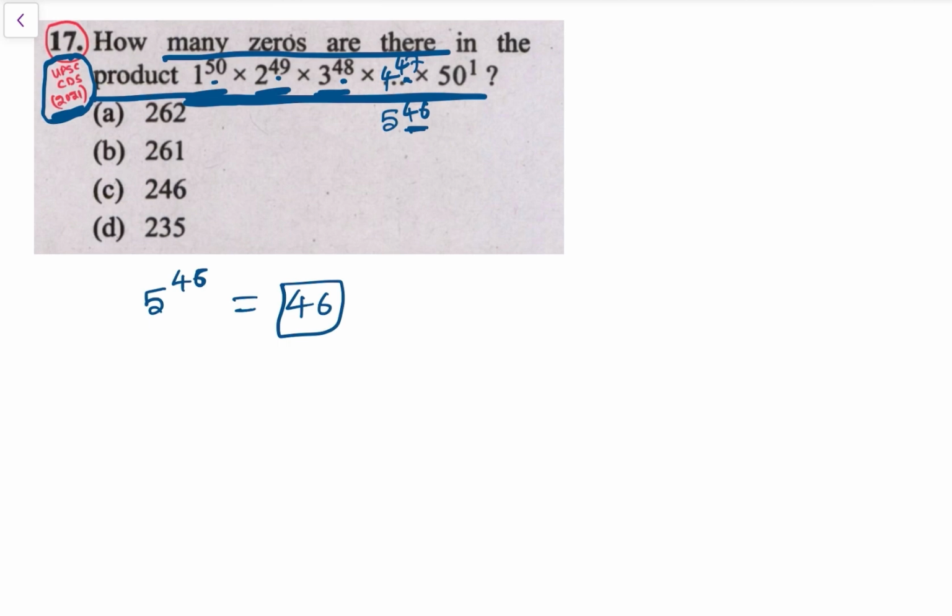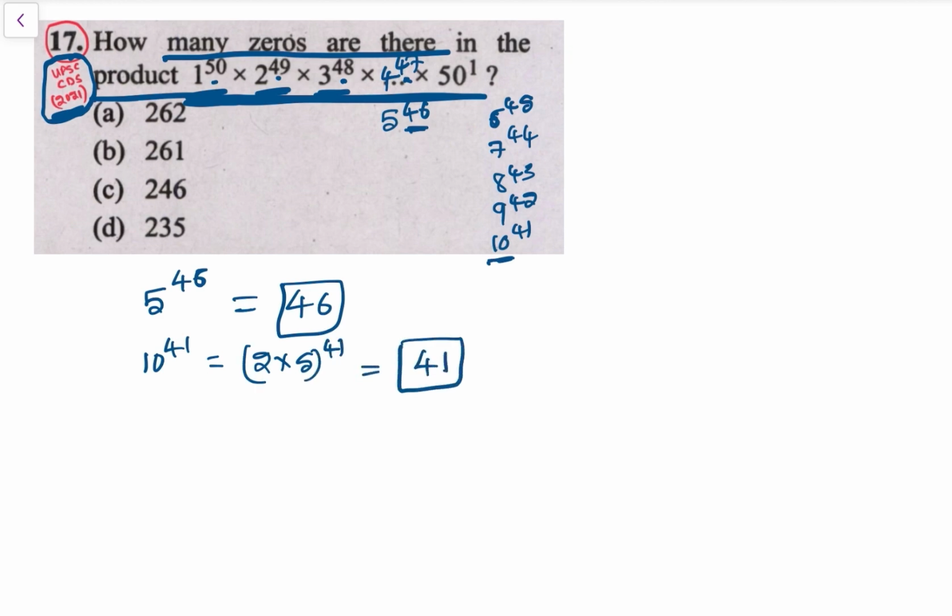देन नेक्स्ट 5s वुड बी 46 हो गया, एंड 6 पे आएगा 46 to the power 45 आएगा. देन 7 to the power 44, देन 8 to the power 43, 9 to the power 42, देन 10 to the power 41. सो 10 में आएगा 5. सो 10 to the power 41, that is 2 into 5 to the power 41. So 5s are 41 here.